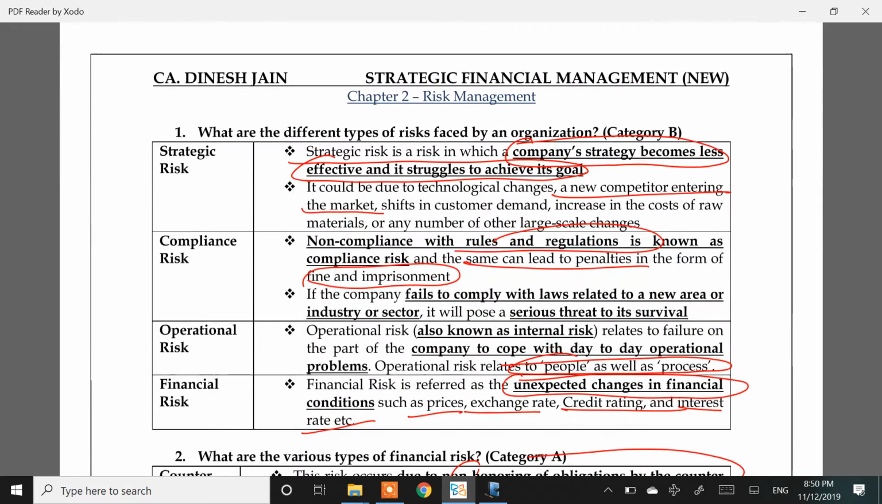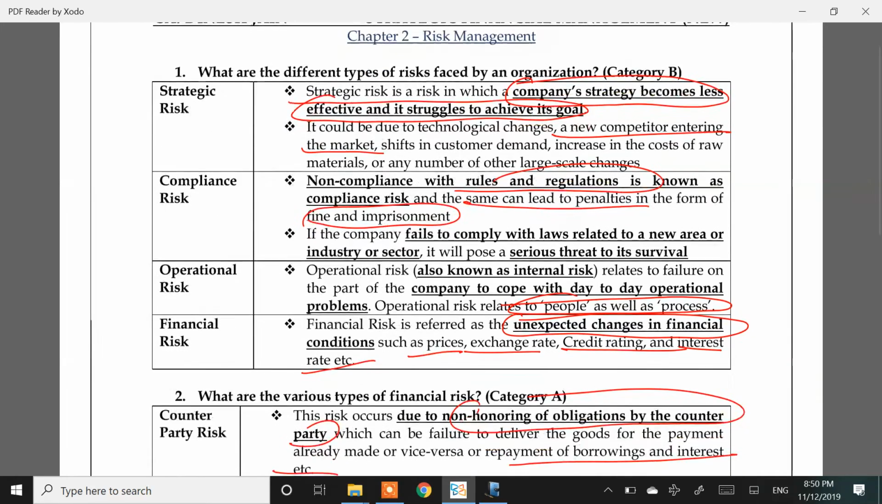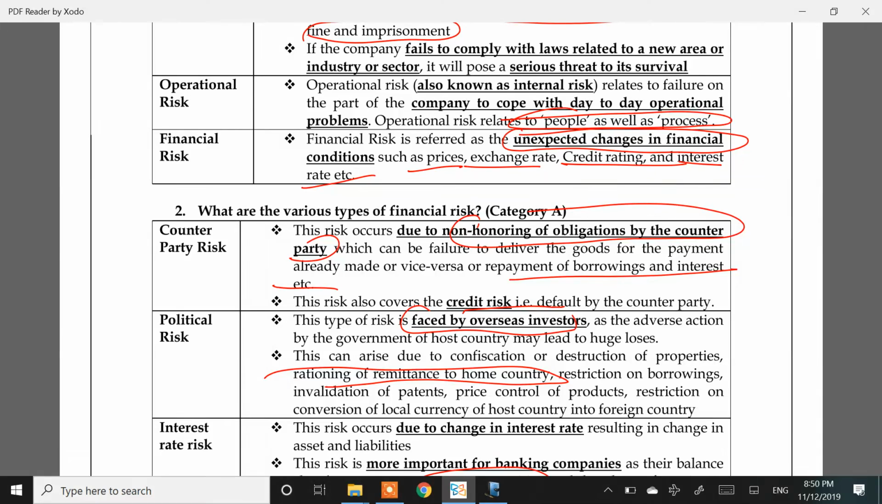In this chapter, it's very simple. I'm trying to assess the different types of risks which are there. So, as we talked about, there's a strategic risk, there's a compliance risk, there's an operational risk, and there is a financial risk. Then we see the different types of financial risk, wherein we have a counterparty risk, we have a political risk, we have a currency risk, and an interest rate risk.